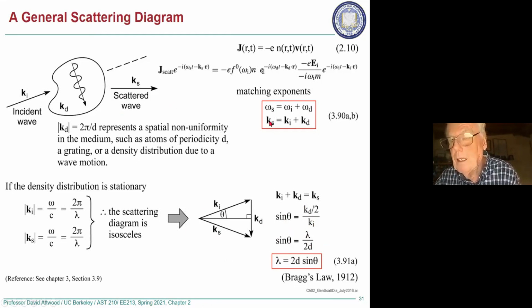And by the way, you could put h bars on all of these things, and then these would be photon energies adding and momenta. So this is conservation of energy in that case and conservation of momentum for a scattering process. So again, it's useful.